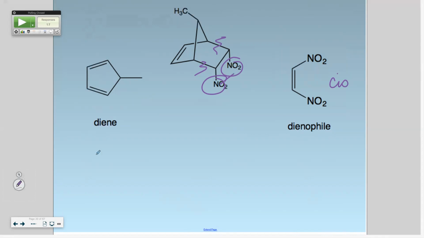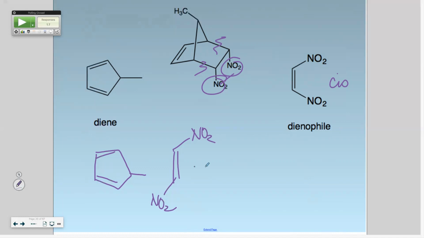What would you get if you did the exact same thing with this diene and this dienophile? Would you get the exact same compound? No, you wouldn't. One of the NO2s would be up and the other one would be down. So let's see if we can't draw that.